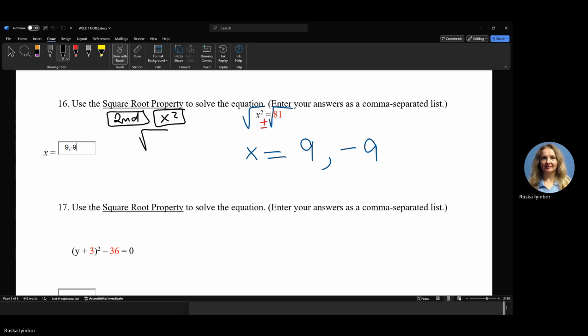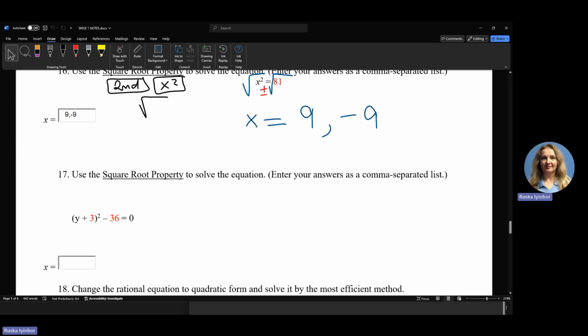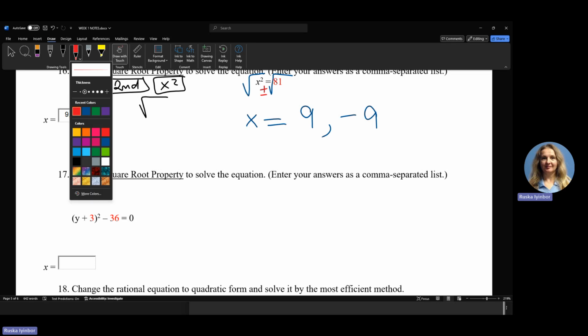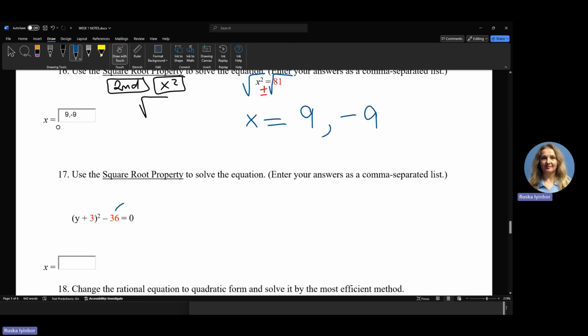Got it? Okay. Now, going to the next one, which is pretty much the same way. But here we don't have just x squared. We have something in parentheses squared. So we're going to do the same, we're going to take the square root. But before that, we have to get the square equals a number. So before I take the square root, I have to move 36 over. So I'm going to add 36 to both sides.